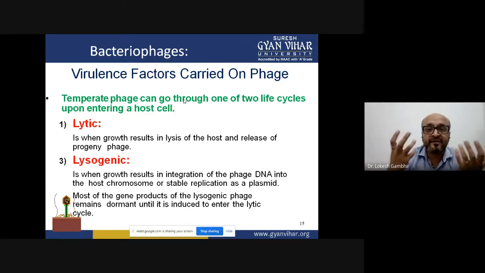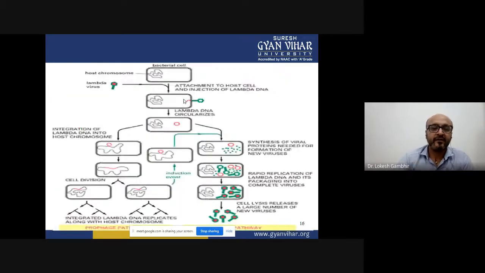Lysogeny is the phase where the injected DNA will get integrated inside the bacterial genome, and at that particular moment the bacterial host chromosome will be holding the viral DNA and will be stable. It will continue in that stable state until a time is reached where the stimulation is provided, and then perhaps it can again come into lytic phase and perform the complete lytic cycle.